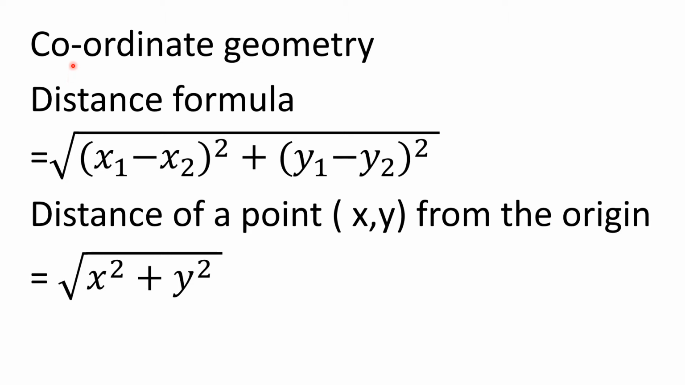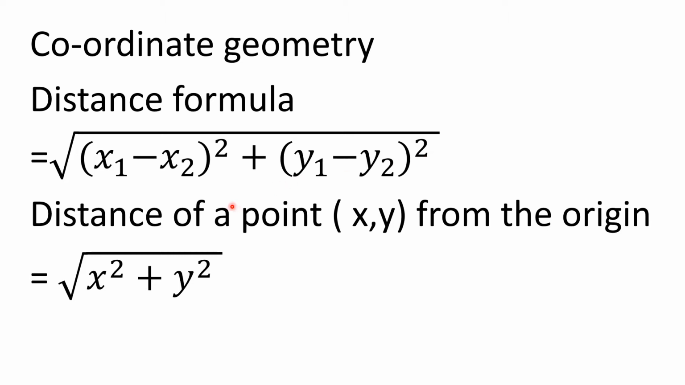Today we are going to see the problems related to coordinate geometry distance formula. In coordinate geometry, we have a formula for finding out the distance between 2 points. That is square root of x1 minus x2 the whole square plus y1 minus y2 the whole square. This can also be written as x2 minus x1 the whole square plus y2 minus y1 the whole square. You can change and write also, the value will not change.